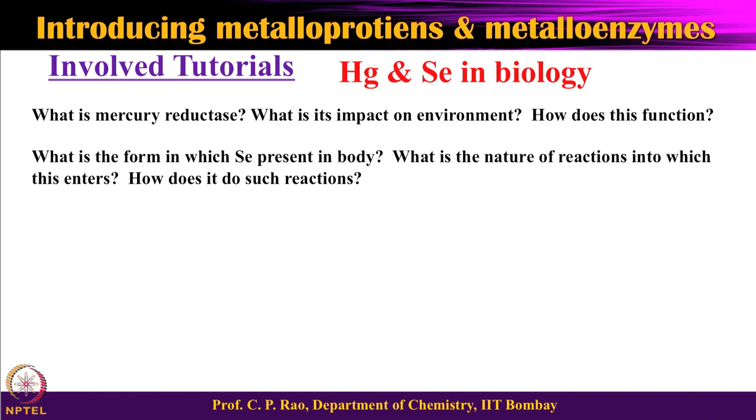What is the impact on the environment? The mercury 2 plus in fact is a more dangerous species for the biological system. Mercury 0 is much less dangerous to the system. That is why the mercury 2 plus toxicity is being reduced to mercury 0. In fact, this happens by an enzyme called mercury reductase. This is present in a large number of microorganisms.